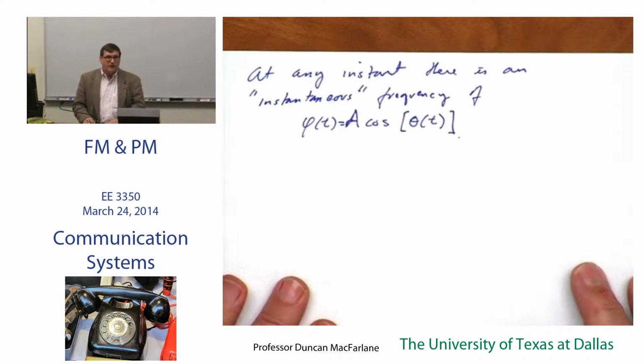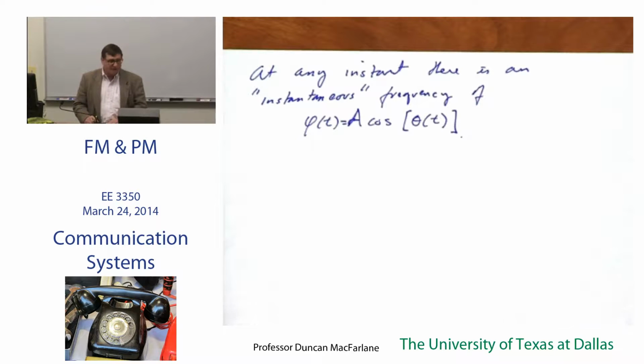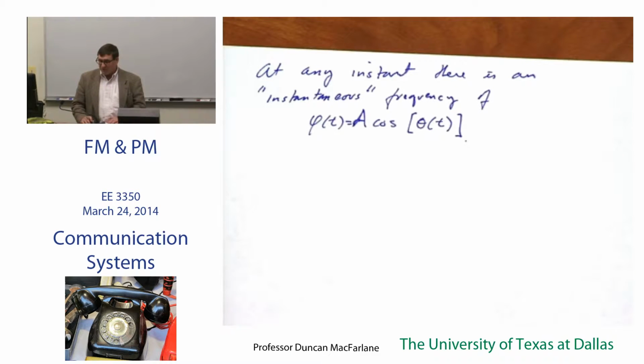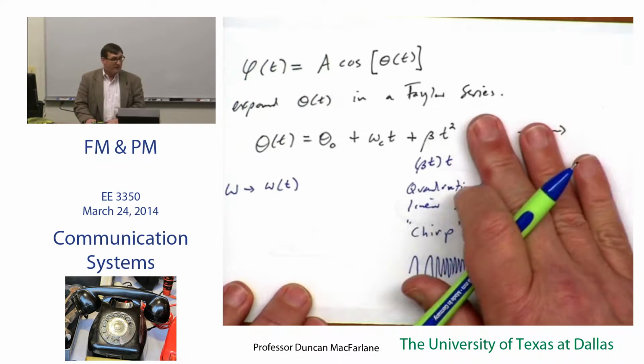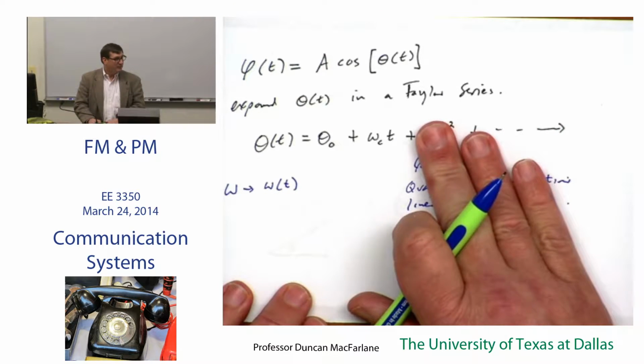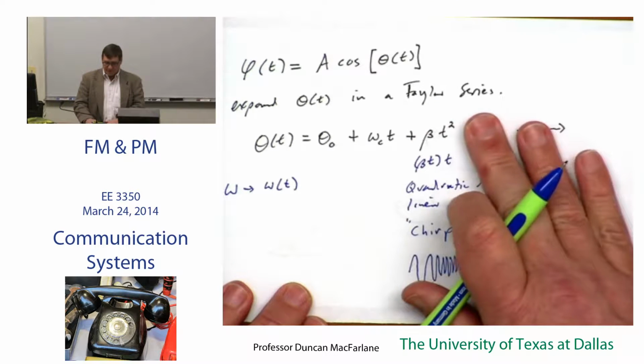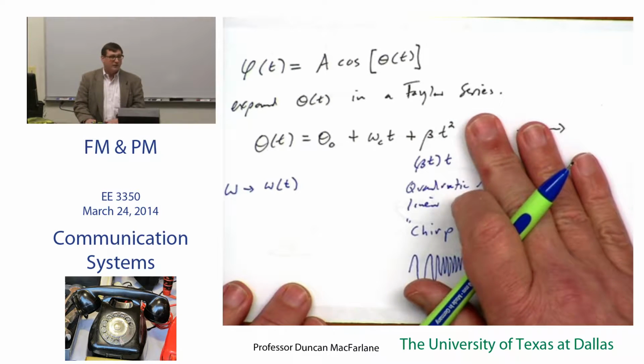And one way to figure that out is to expand theta of t in the Taylor series and just divide every term by t. But that's really cumbersome. So what's another rule for finding the instantaneous frequency? Given our two examples, okay, given our two examples. That one gives you a frequency of omega c. That one would give you a frequency of omega c plus beta t. What's another way of getting those two answers?